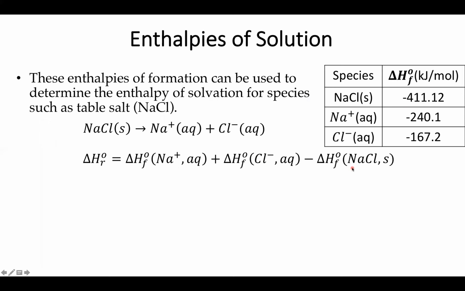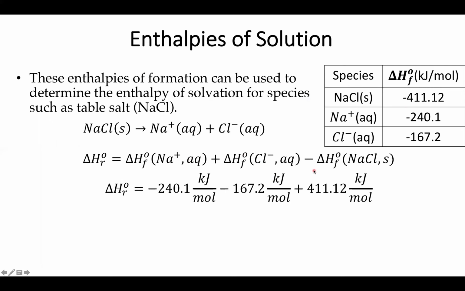In this case, I can take my products, sodium and chloride, and then subtract out my reactants. If you're working with a more complicated species, make sure you take into account stoichiometry. In this case, we know the enthalpies of formation for sodium and chloride, so I'll add those together, and then I'll subtract out the sodium chloride. And when I do it, I find out that the enthalpy of solvation for sodium chloride is 3.8.